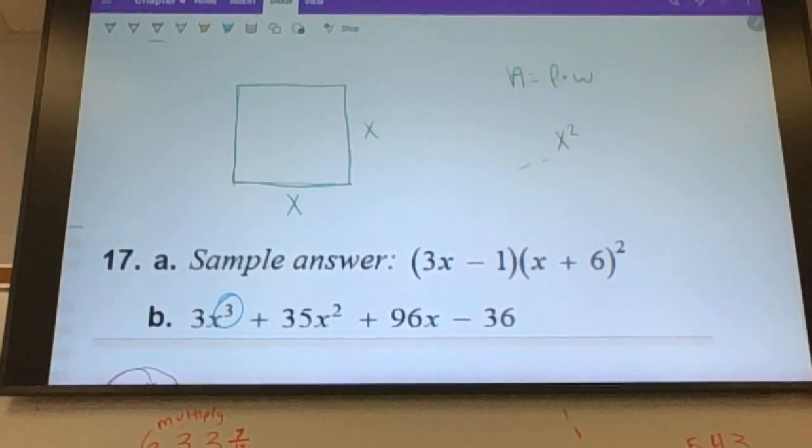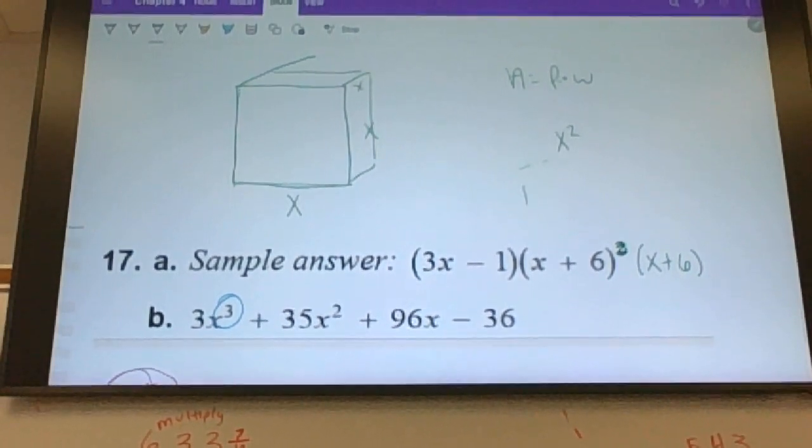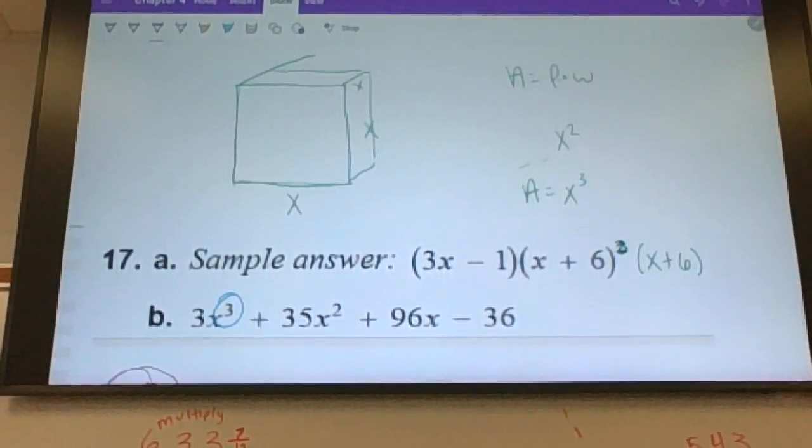And this is talking about the volume of a pool, I believe. So as soon as you go from area to volume, you introduce a third dimension. That means there's a third, and that's why we get x to the third. So as we move to higher degree polynomials, know that we're thinking about more dimensions, really.